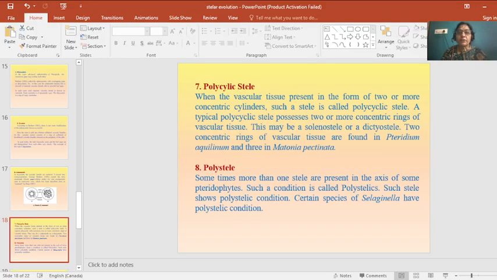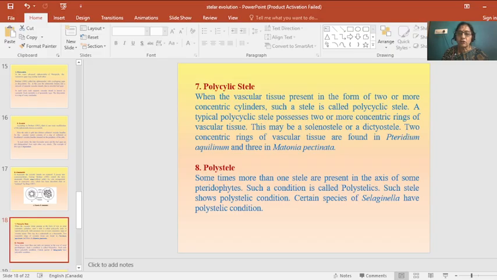Polycyclic stele is a type of stele in which the vascular tissues are present in the form of two or more concentric cylinders. A typical polycyclic stele possesses two or more concentric rings of vascular tissues. This may be solenostele or dictyostele. Two concentric rings of vascular tissues are found in Pteridium aquilinum and three in Matonia pectinata.